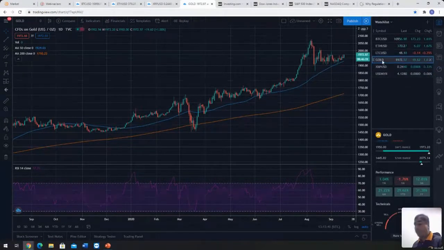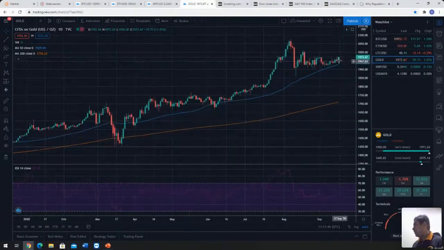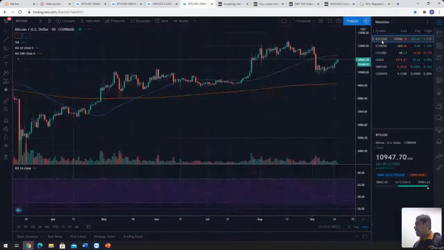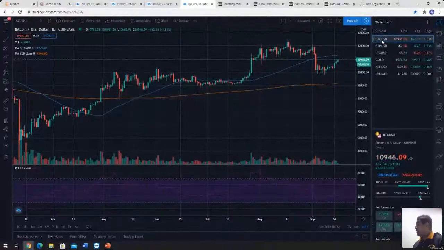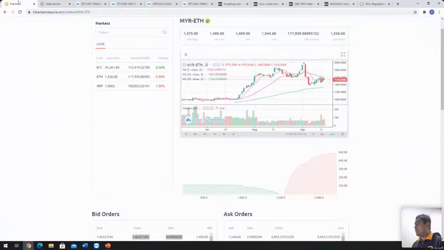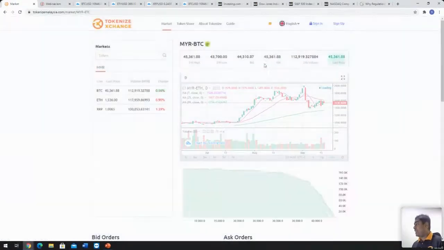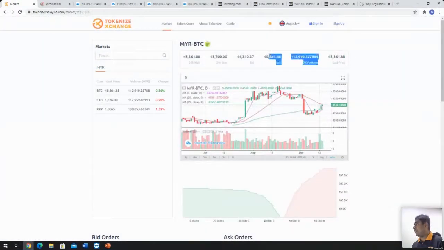Right now, what's happening here is that I always have this important watch list. I have the gold price here, which is showing 1972.70. So basically you can see it's on the higher end. All right. And Bitcoin price was very quiet in the beginning, and now it's touching 10,946. And just look at the market price now. Bitcoin price on the selling side is 45,000 and 44,310. So this is how you relate all these fundamental news to the Bitcoin price.